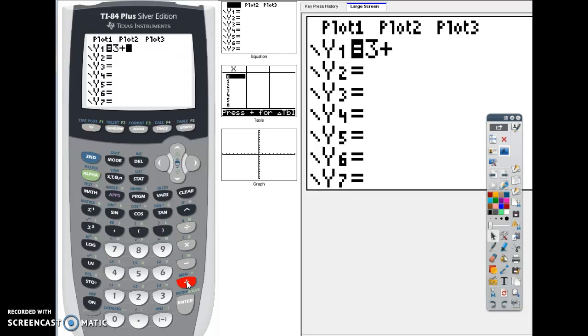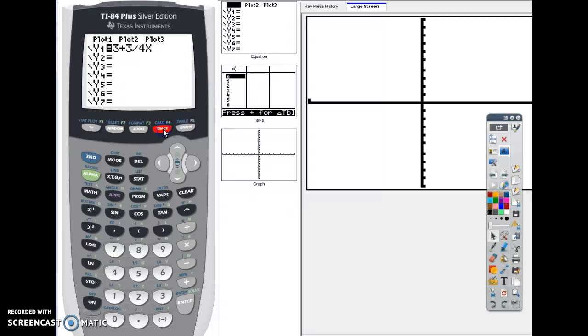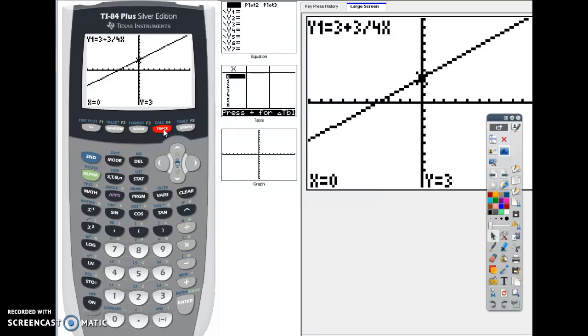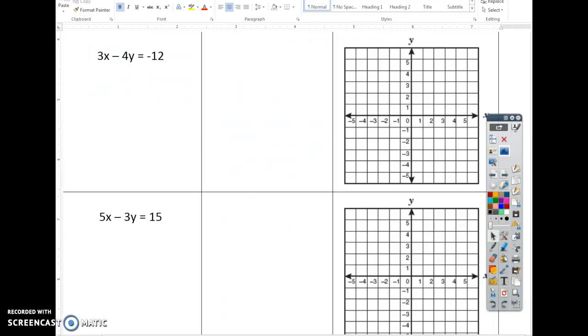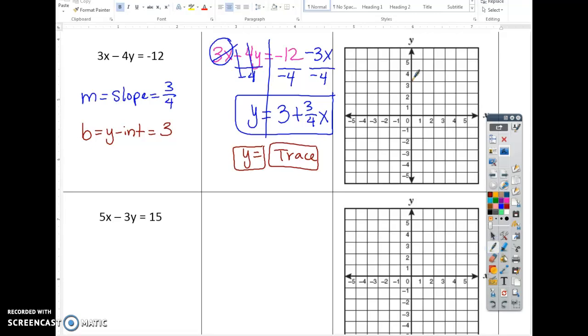Three plus 3/4 x, trace. What is the first point that pops up? 0, 3. Why? Because that is your y-intercept. And we wrote it down right now. B is your y-intercept. It's at 3. So that's the first point that we're going to plot. So right here at 3, you need to have a dot. And that was this one right here, 3. The B is 3. There was a point at 3 in trace.